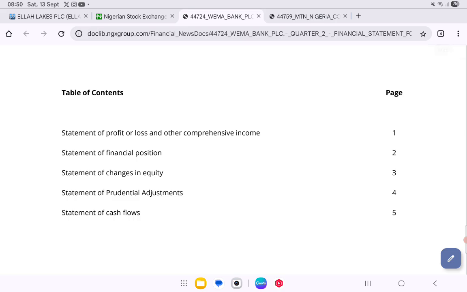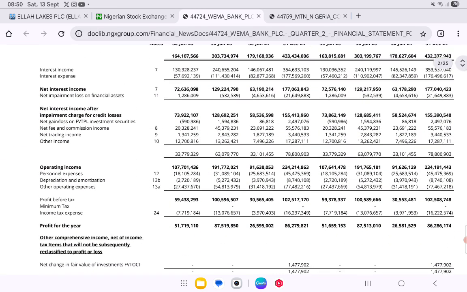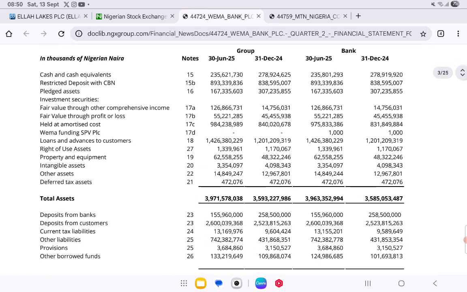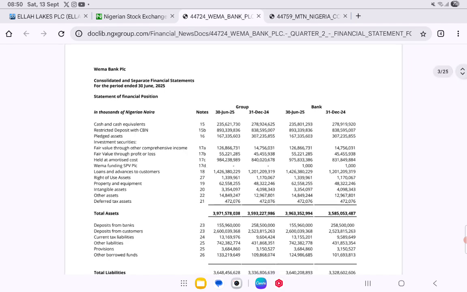I used MTN Nigeria and Wema Bank in the previous video. I've skipped Apple. I'll come back to Apple in terms of cash flows and all that. So let's look at Wema Bank. Wema Bank is a bank listed on the Nigerian stock exchange. This is its statement of financial position, also known as its balance sheet.